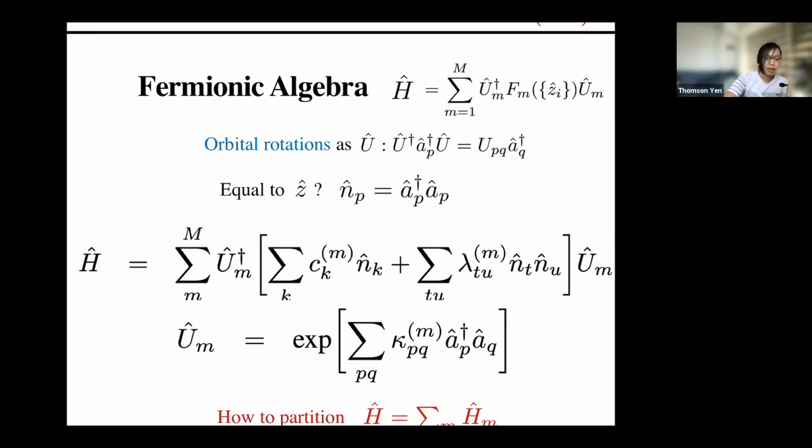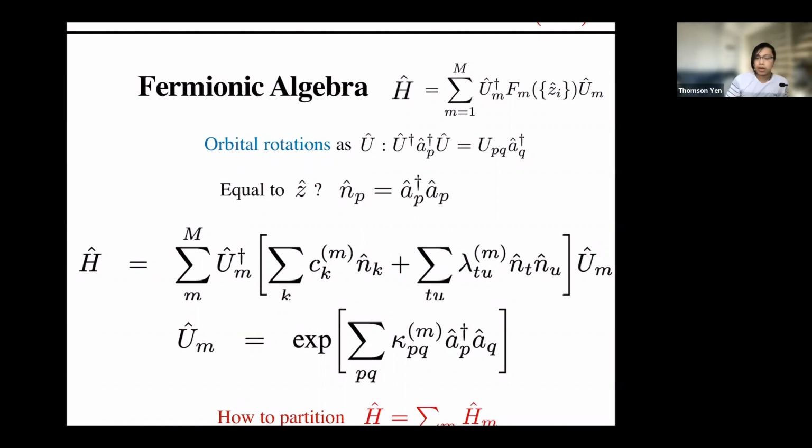So our choice would be using the orbital rotations as your unitary. And this is because the orbital rotations have a really nice property that you can almost think of it as an n by n unitary matrix that rotates these creation operators as a basis, as a vector. So if you rotate it with a unitary operator, you can write it as a sum of U_PQ and a_Q. So we know what unitaries we want to use.